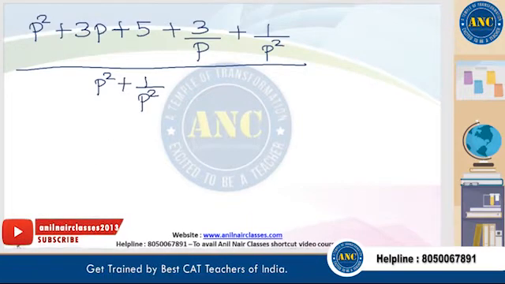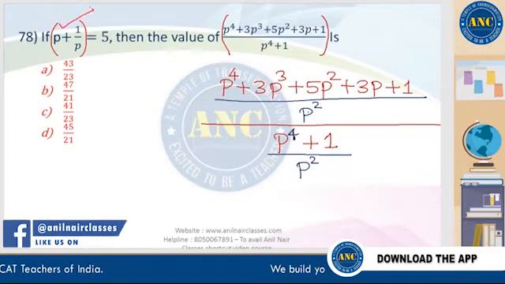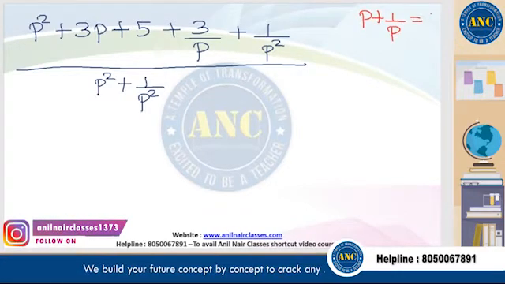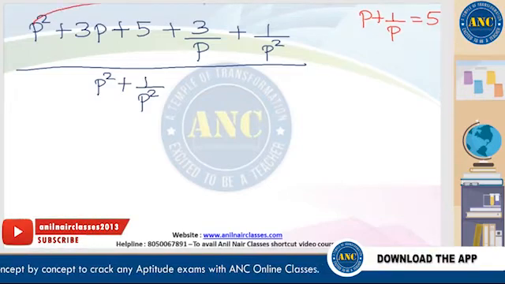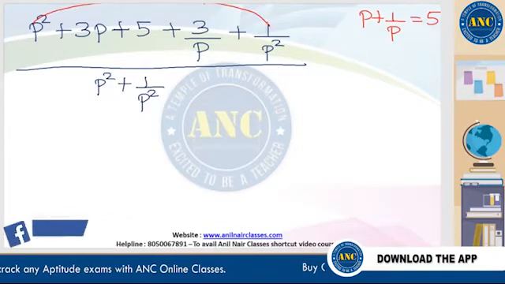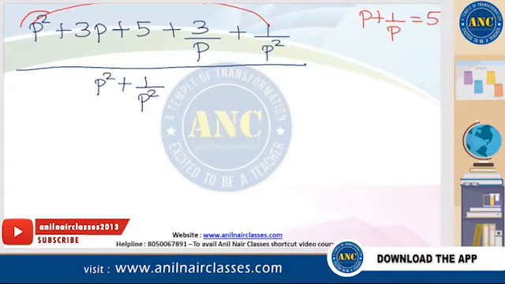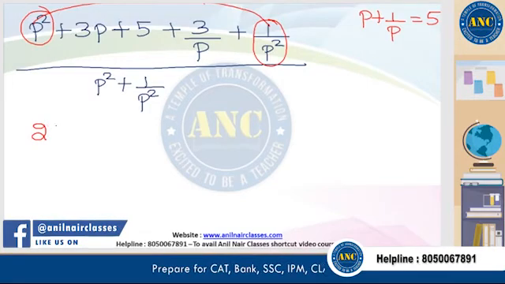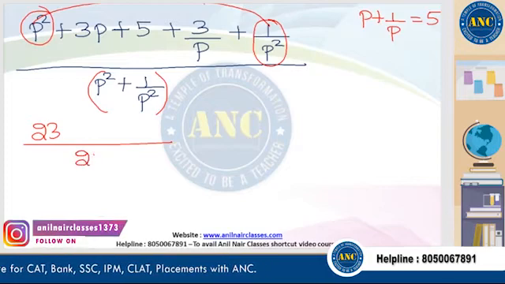Now this is a very, very easy question, because what is given in the question? p plus 1 by p is given as 5. If p plus 1 by p is 5, we know that p square plus 1 by p square is nothing but (p plus 1 by p) square minus 2. That means p square plus 1 by p square is 25 minus 2, which is 23. So the denominator p square plus 1 by p square also becomes 23.